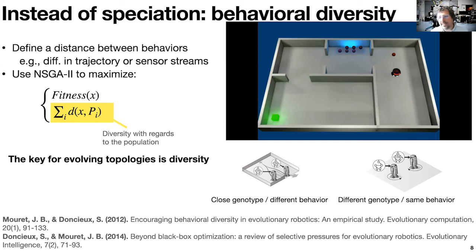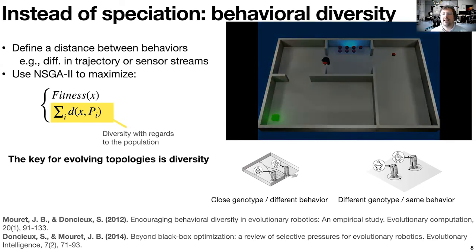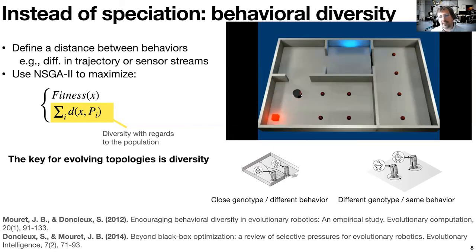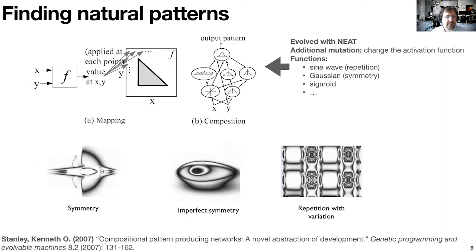But because we're exploring the behavior space, we solve this task very nicely. And actually the neural networks are quite simple, just a few hidden neurons. So that looks like a complex sequential task, but you don't need a deep neural network to actually solve it. You mostly need to explore well in the behavior space. So the key for evolving topologies, the conclusion for NEAT and for this behavioral diversity approach, is diversity. We need to protect innovation in the topology. And I think the behavioral approach is working very well.